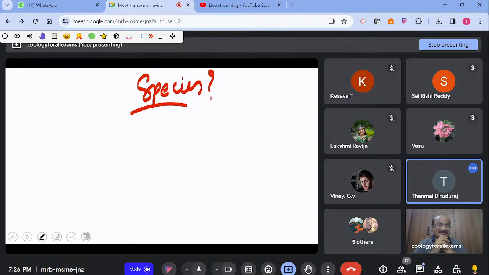Sir, I mean that they look similar. Similar in the sense you and me are similar phenotypically. Phenotypically, in what way? They may be of the same gene pool. I mean, we have the same gene pool. What does gene pool mean? Any other answers? Rishi, Lakshmi, Vasu.